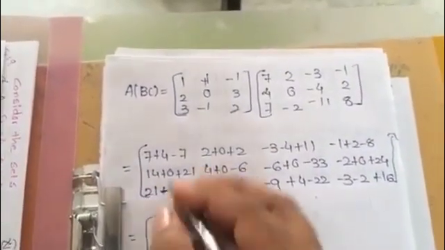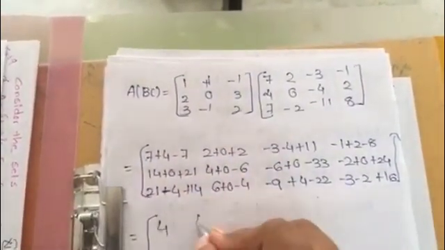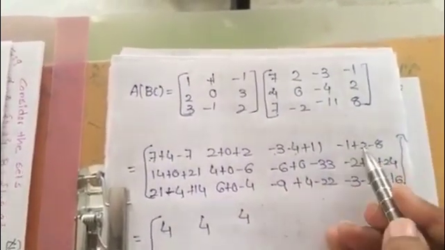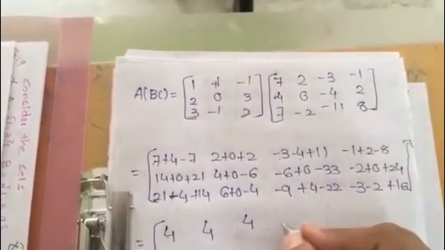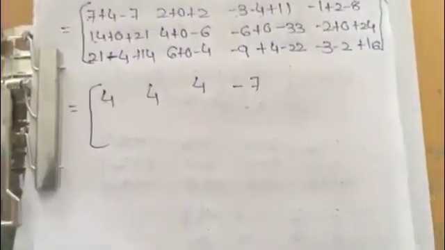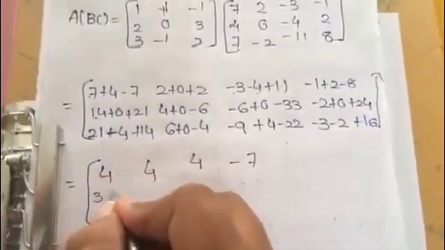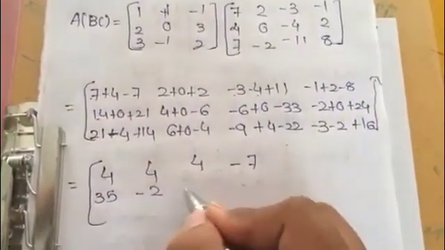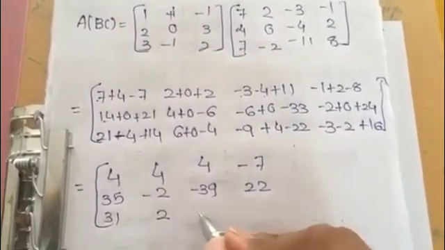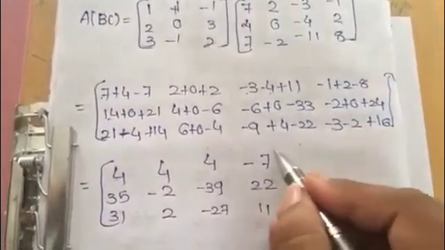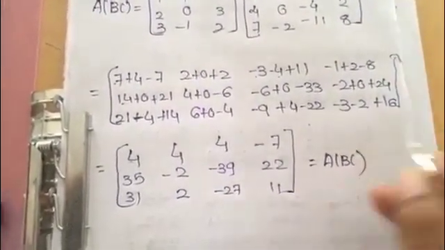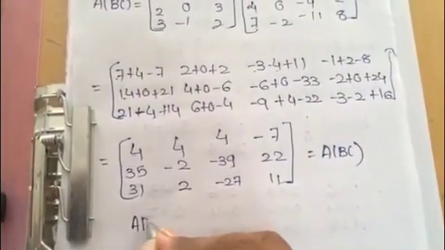Now let's simplify: 7 plus minus 7, 4, this is minus 7 plus 11, 4, this is minus 9 plus 2 minus 7. Okay, 14 plus 21 will be 35, 4 minus 6 minus 2, minus 39 and 22. This is 31, 2, minus 27 and 11. Okay, so this is the value of A into BC.